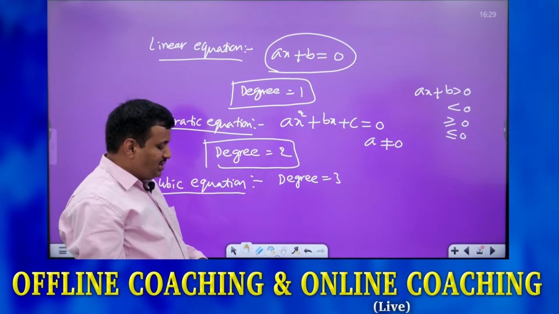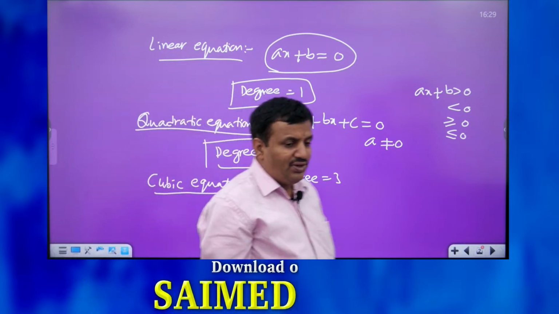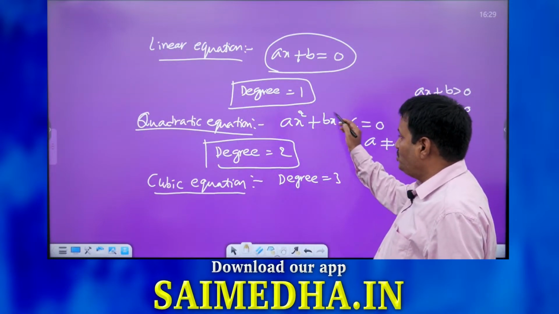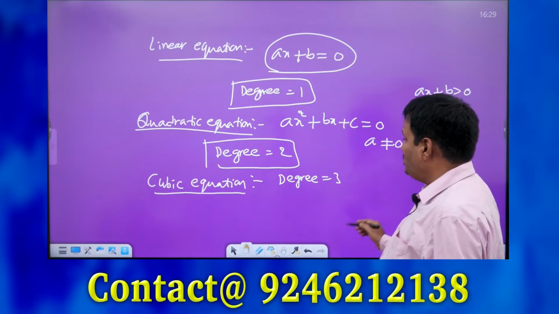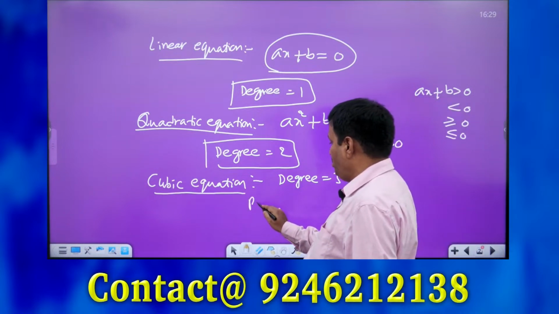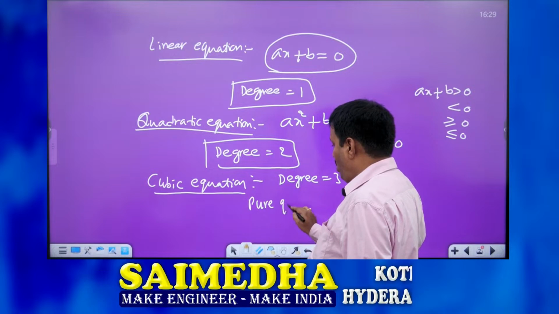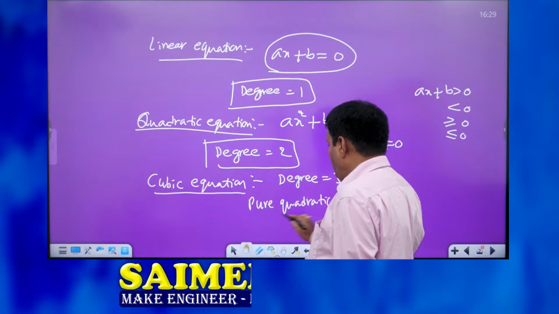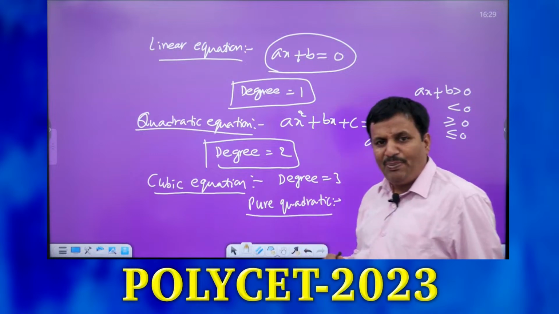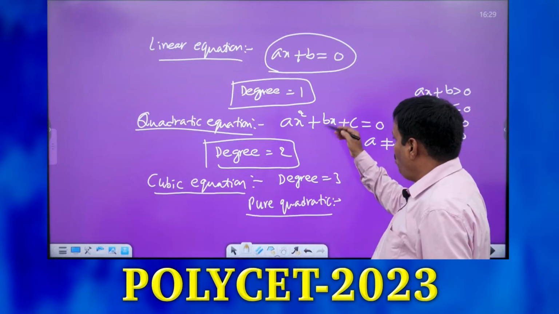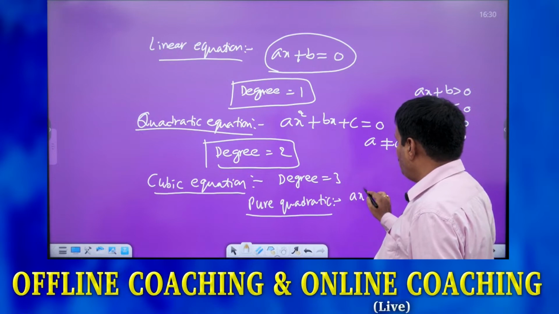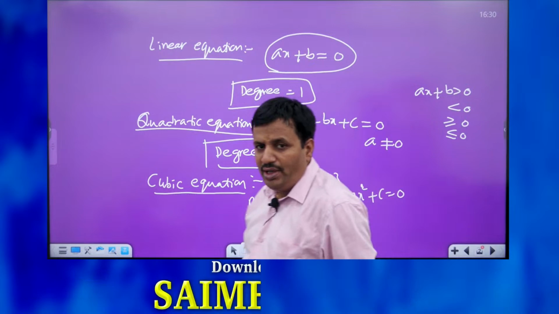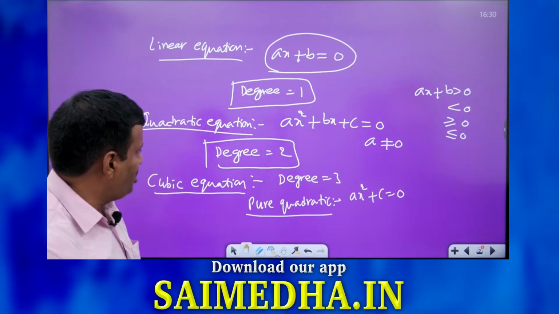Next, pure quadratic. If you take the pure quadratic, there is no x term. Then it is called a pure quadratic. Remember this word, pure quadratic. When it is said to be pure quadratic, there is no x term, like ax square plus c is equal to 0. Then it is called a pure quadratic equation. We should remember this word.